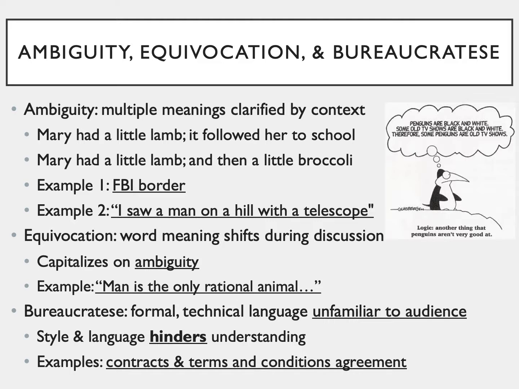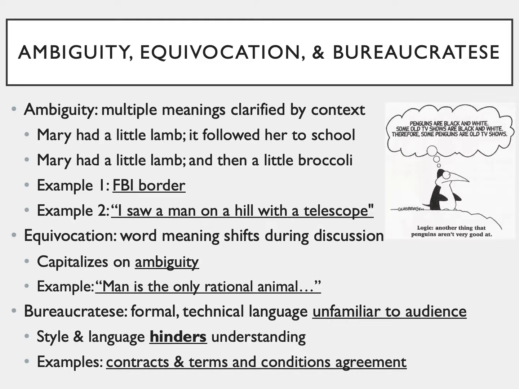Another example that was discussed in your textbook of ambiguity is the statement about the FBI border. In this example, the FBI director told an employee to watch the borders. In this case, the FBI director meant the margins of the document. But unfortunately, the ambiguous statement led the individual to misinterpret and instead created a special alert along the Canada-US and the Mexico-US borders. Another example, I saw a man on a hill with a telescope.